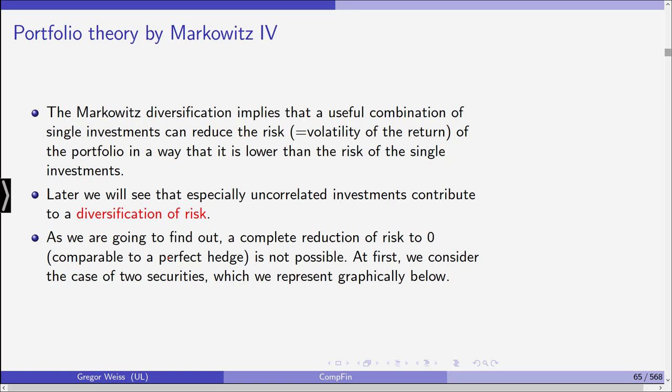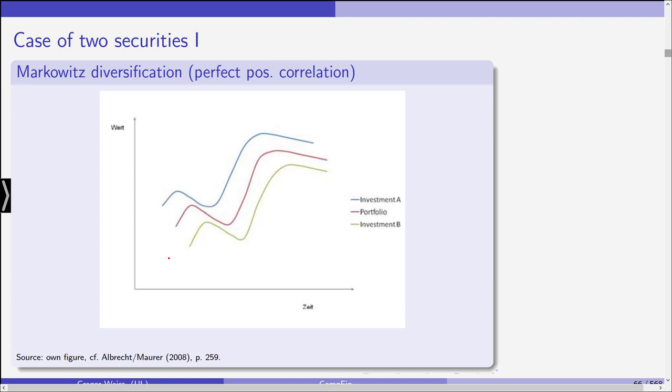And we will consider on the following pages two securities. We'll start out with two securities. That's actually quite sufficient. Later on, we can use three and even more, but two will just do fine for exposition. And this is one idea: we have an investment A, we have an investment B, and if you have perfect positive correlation, you can see that we are able to move the portfolio somewhere in between. Obviously, we will still see the same ups and downs in A and B in the portfolio, but that's just because we have perfect positive correlation, so the correlation factor is 1.